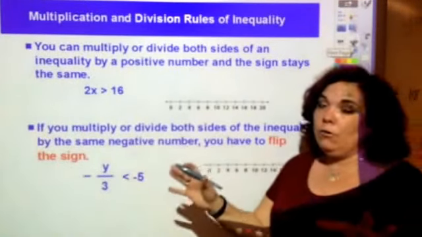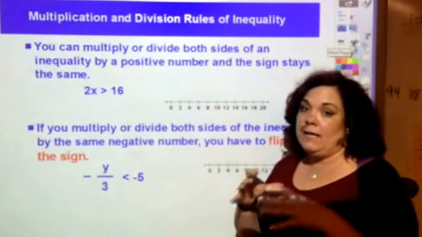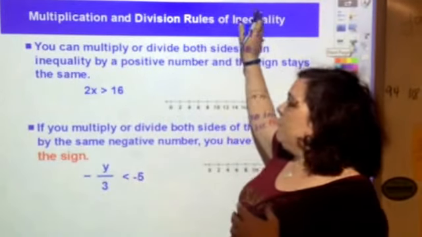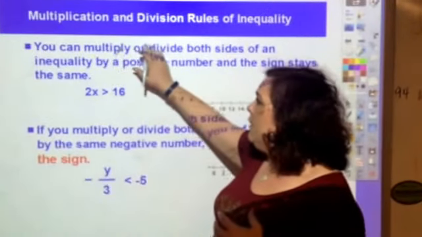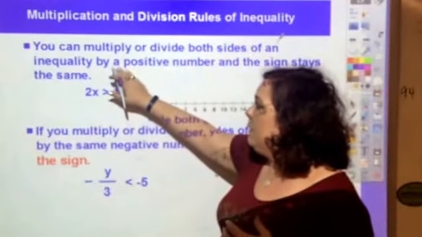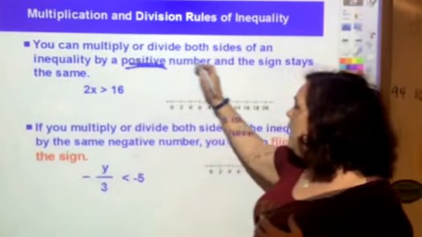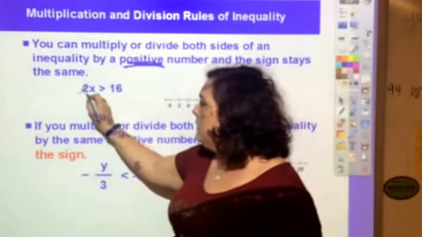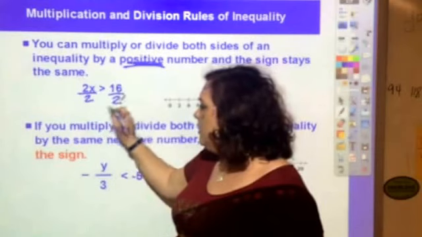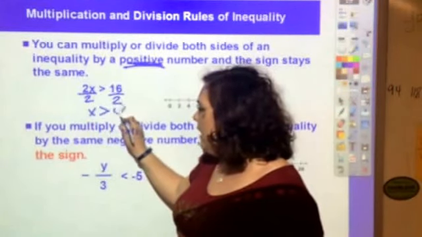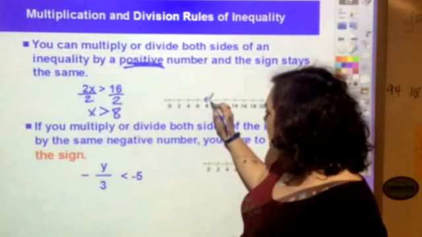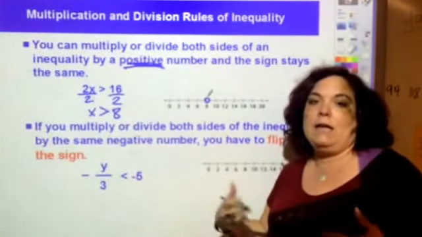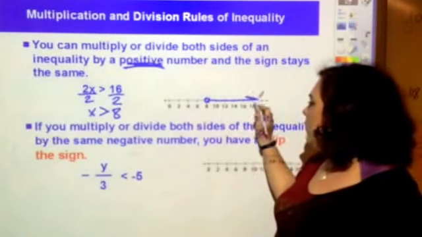Okay, big rule, big alert. This is where you write this down. Big notes. So you've got multiplication and division rules of inequalities. You can multiply or divide both sides of an inequality by a positive number and the signs stay the same. So an example of this would be, divide by 2 and divide by 2. So x is greater than 8. So over here, I would use an open dot because it's not equal to. It's greater than 8. What are numbers greater than 8? 9, 10. It would go this way.